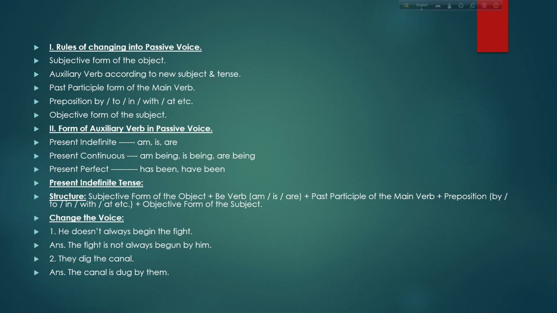And the form of the auxiliary verbs here in passive voice: for present indefinite, am, is, are; present continuous, am being, is being, are being. Being is used. And for present perfect, has been, have been, that is, been is used. So present indefinite tense structure: subjective form of the object plus be verb, am, is, are, plus past participle form of the main verb plus preposition by, to, in, with, or at, plus objective form of the subject.